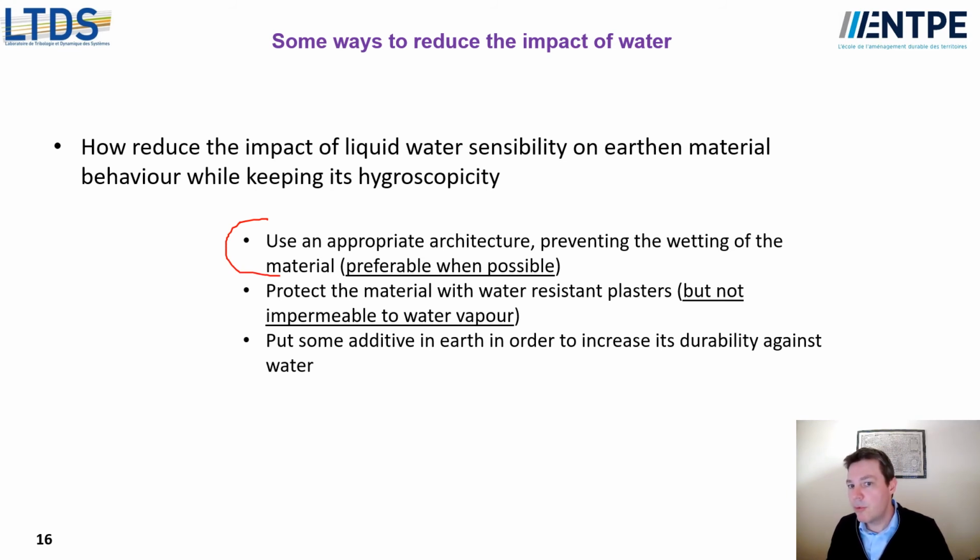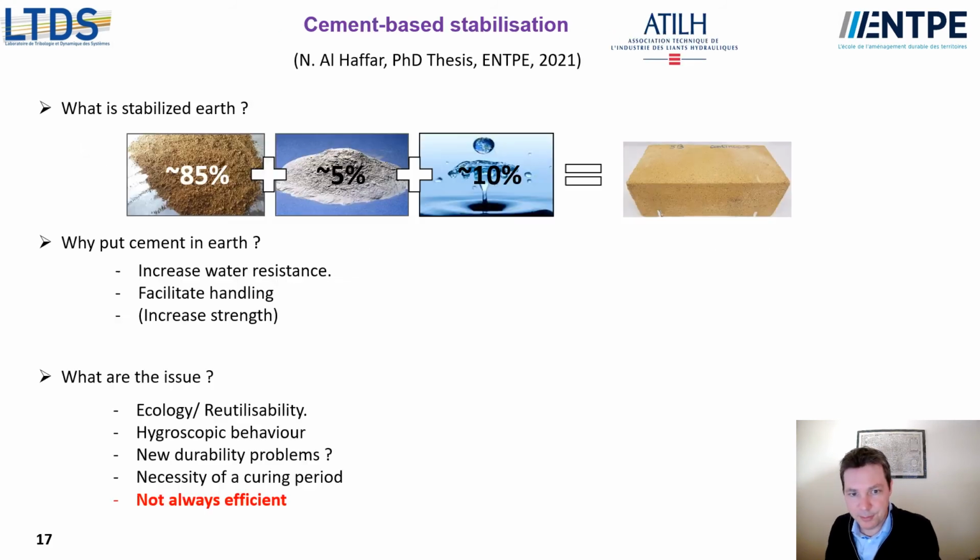So there are two other approaches that can be taken. One will be to put some additive in the material in order to increase its resistance to water. And the second one will be to protect the material from water, with plasters, for example. The modification of the material to increase its resistance to water has been studied for decades, and most of the time it is cement or lime that are used. We add about 5 to 10% of cement or lime to earth, and it increases its resistance to water.